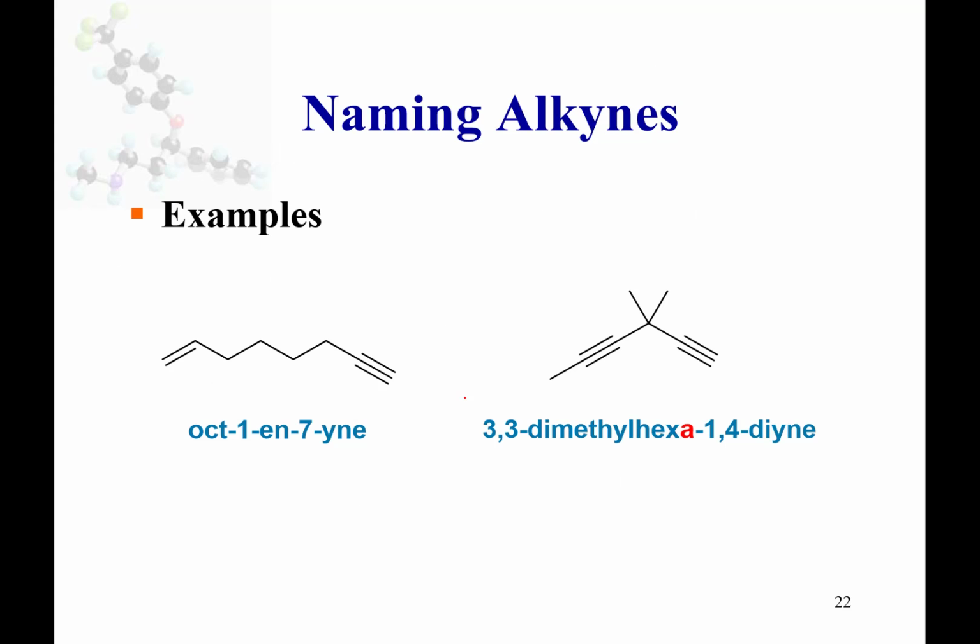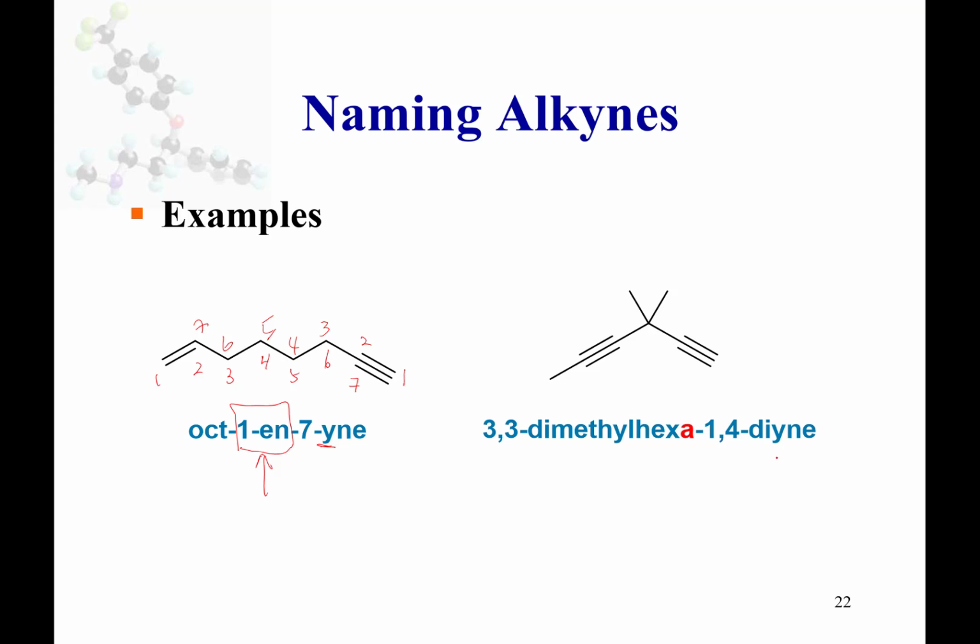Here are some more examples of alkynes named. Again, you should review the rules to make sure that you understand them. Notice that you may have both a double bond and a triple bond in the molecule. In this particular case, whether you name it from this side or from this side, the numbers are still 1 and 7. In this case, however, we give the double bond number 1 because the double bond, ene, begins with an E, and this comes in the alphabet first before Y, so this gets the lower number.